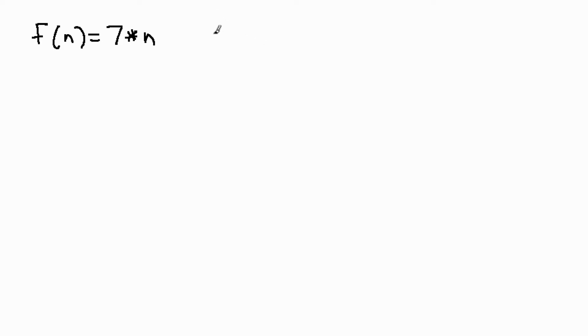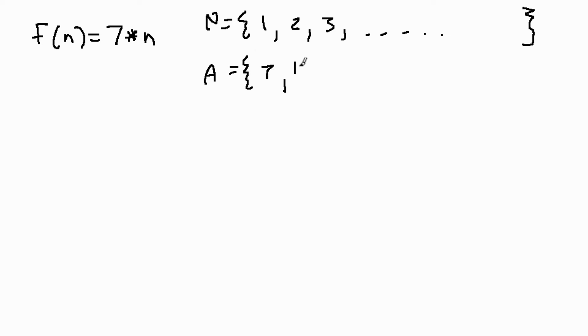And again, if I have my set n over here, and that's equal to 1, 2, 3, forever and ever, and over here I would have my set A, which is equal to 7, 14, 21. And again, we would see that 1 would map to 7, and 2 would map to 14, 3 would map to 21. Okay? Again, we could see that this is 1 to 1 and onto.